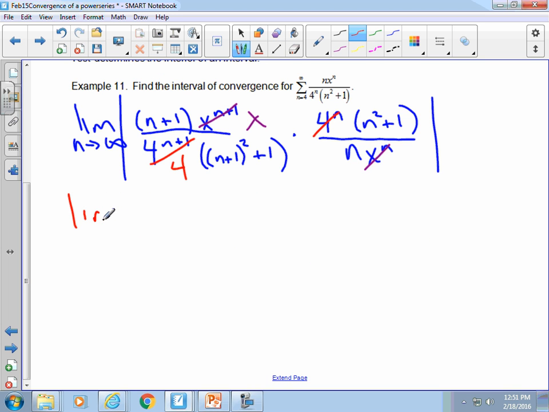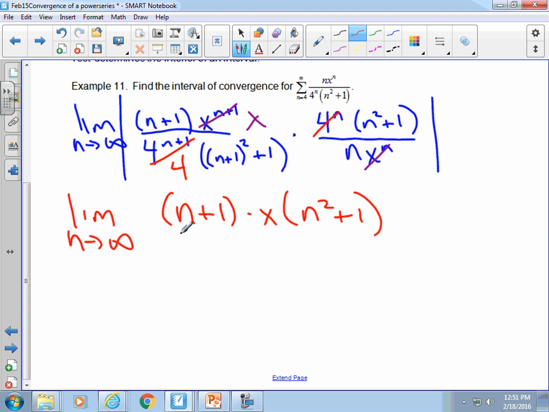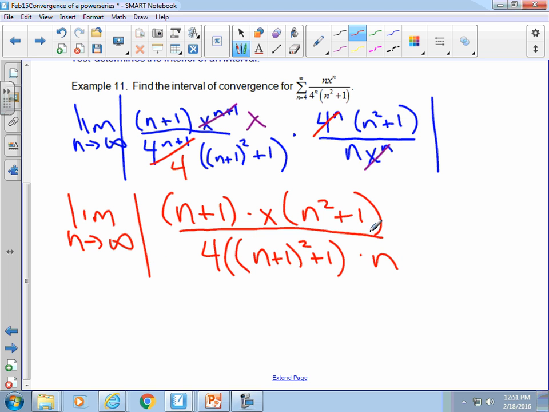Which leaves me with the limit as n approaches infinity of n plus 1 times x times n squared plus 1 over 4 times n plus 1 squared plus 1 times n. So far, so good?